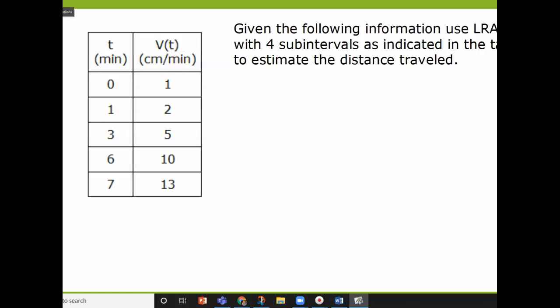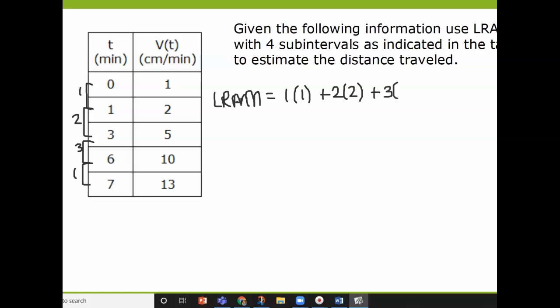Now a left Riemann sum. My widths are all going to be the same, but now I'm going to pick the left endpoints: width of 1, height of 1, width of 2, height of 2, width of 3, height of 5, width of 1, height of 10. Okay, 1, 2, 5, 10.